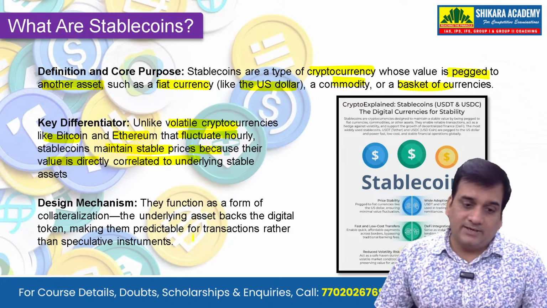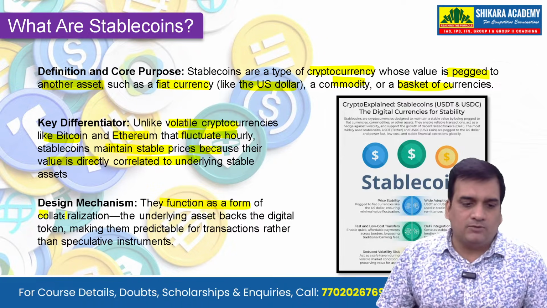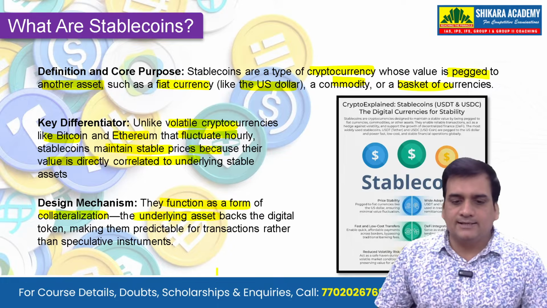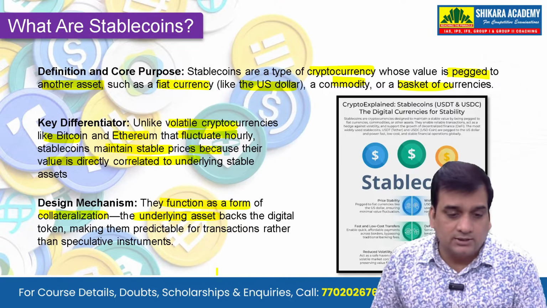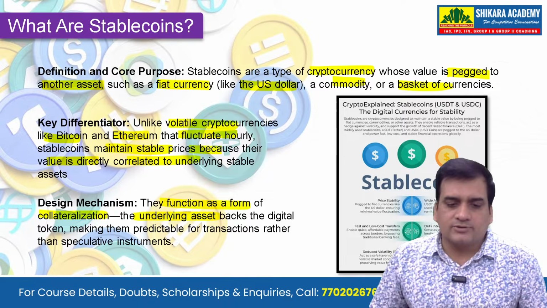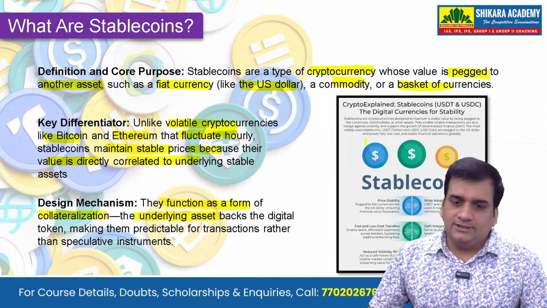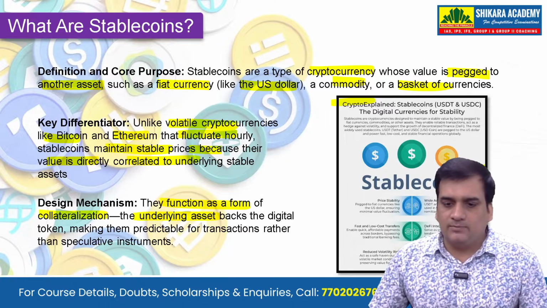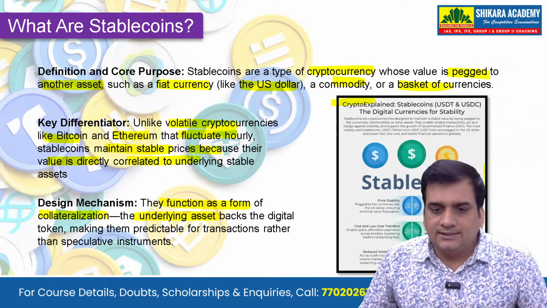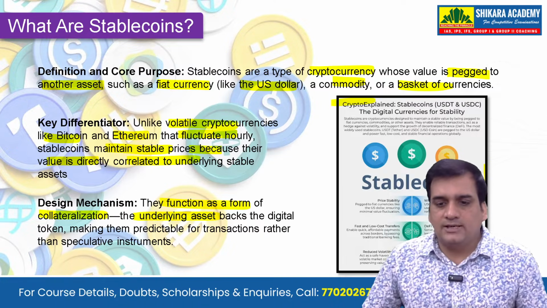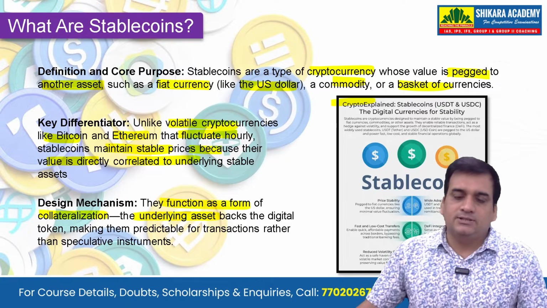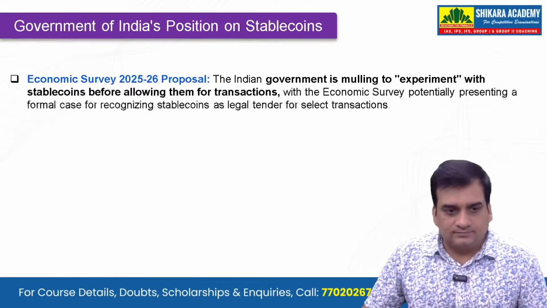What is the design mechanism? They function as a form of collateralization. The underlying asset backs the digital token, making them predictable for transactions rather than speculative instruments. Now this table here is quite important. You can see here that it is explained how stable coins, or digital currencies for stability, are done.